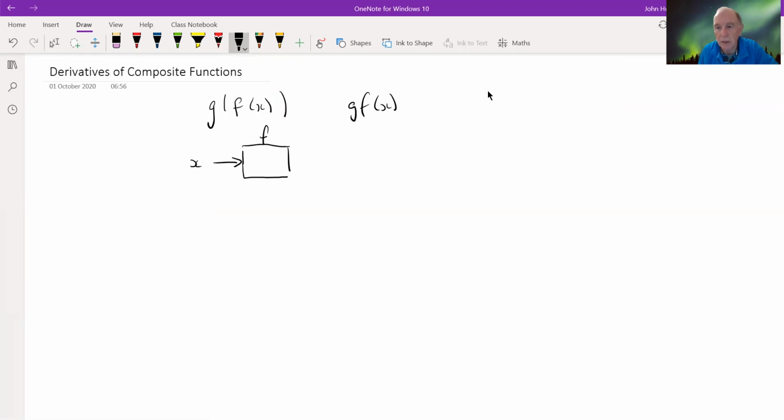It could be we could square it, or square it and add 3, x squared plus 3, or we could take the cosine of it, or whatever. And then we feed the output of that, call it f there, into some other operation, which is g. And the output that we get there is a two-step operation. We might actually merge these things together.